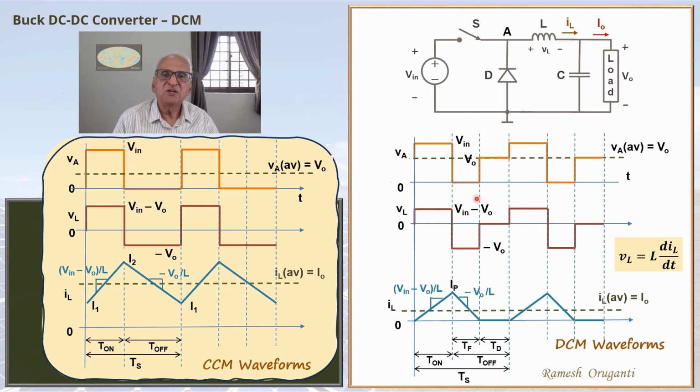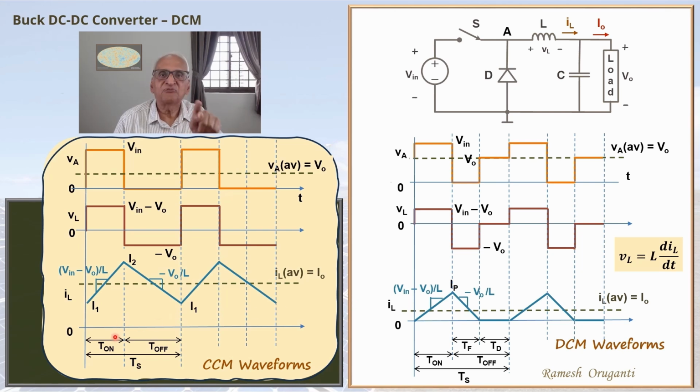Because the voltage Vin - V0 is applied to the inductor, the current goes up at the rate of (Vin - V0)/L. The only difference is, in the case of CCM, it starts from some value I1 and then goes to value I2. In the case of DCM, it always starts from 0 and goes to IP. And then at T-on, the switch is switched off.